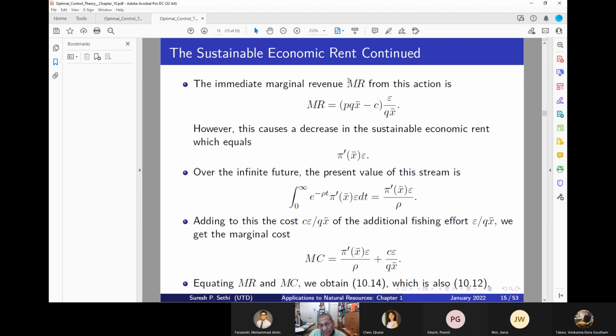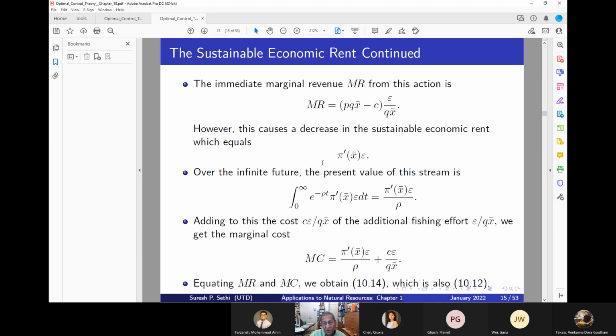So the immediate marginal revenue, MR, is this, because first of all, we get revenue. The revenue is P q x bar epsilon divided by q x bar. Remember, q x bar cancels out, and so it's P times epsilon. We took an epsilon amount of fish. We can sell that fish at price P, so it's P times epsilon. And the effort that we need is U, so C times U is the cost. So this is the marginal revenue of getting instantaneously epsilon amount of fish.